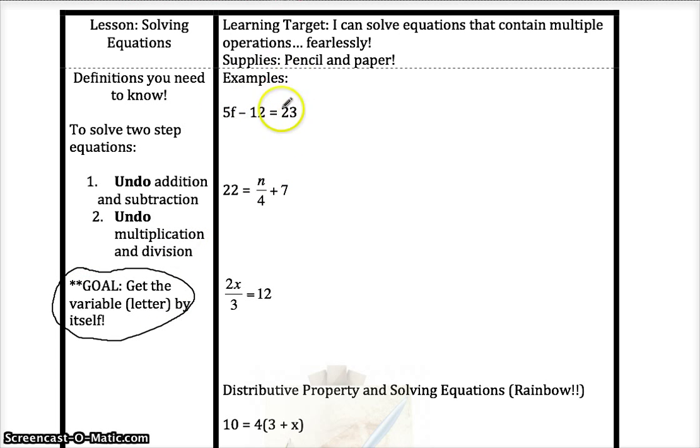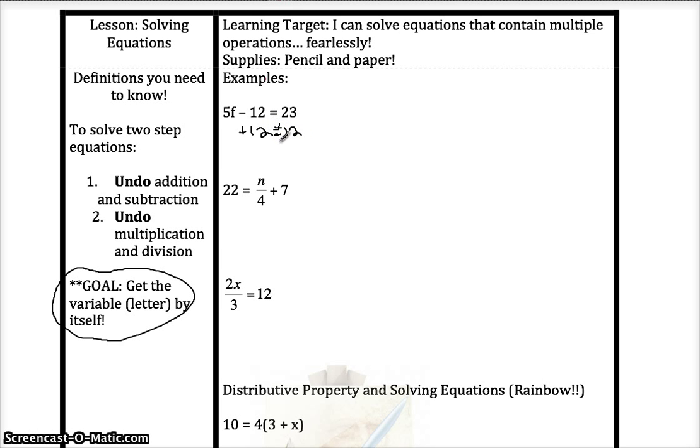Okay, so here's our first example. 5f minus 12 equals 23. So first we're going to undo any addition or subtraction. Well, do I see any addition or subtraction in here? I do. I see subtraction right here. So I need to do the opposite. The opposite of subtracting 12 is adding 12. And I specifically want you, when you're doing these problems, to write your numbers right underneath, just like I'm doing. Keep your equal sign and everything. Just line everything up. You're going to add 12 to this side too.